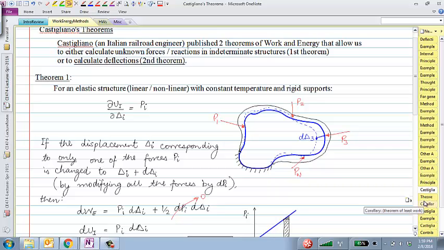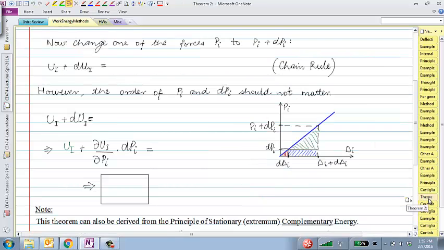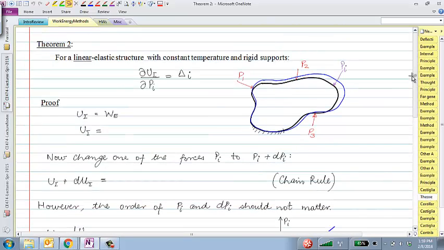The more important theorem for us will be this theorem 2. That really does allow us to calculate some unknown deflections in structures. In this case, once again, we are constraining ourselves to linear elastic structures; we are not getting into nonlinear structures. So this second theorem is really much more restricted.